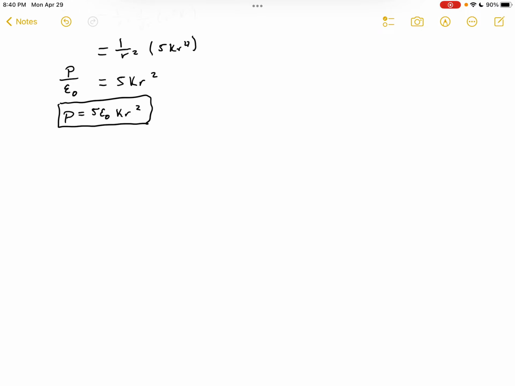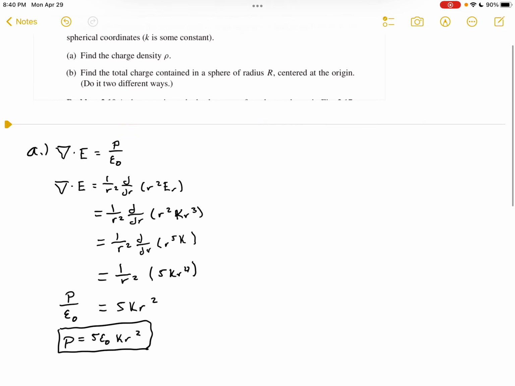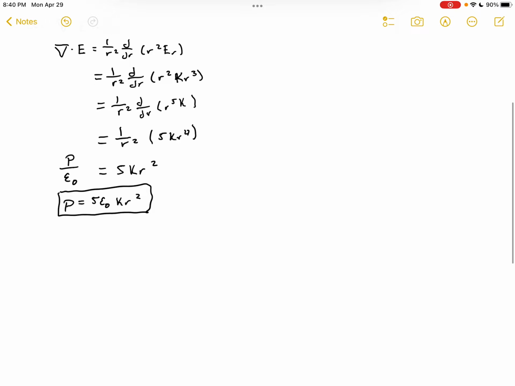Now we want to find the total charge contained in the sphere of radius big R. So we want to use Gauss's law. We know that Gauss's law is E times the surface area equals Q over epsilon naught. And we want to solve for that Q. So we simply plug in our E and our surface area.